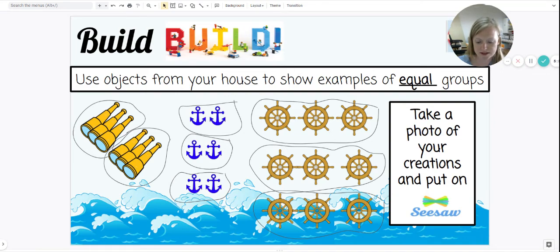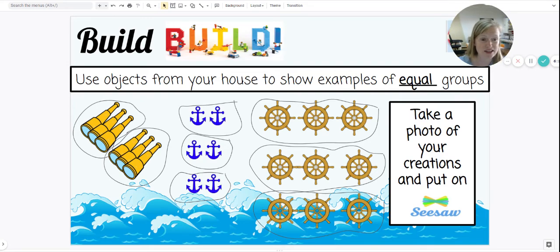If you decide to build, you can use different objects in your house and physically arrange them into equal groups. If you were Jack from our story earlier, you might have telescopes lying around, or anchors, or ship wheels, and you might arrange them into equal groups. You probably don't have these things in your house. You might have pasta shells, you might have straws, you might have Lego cubes.